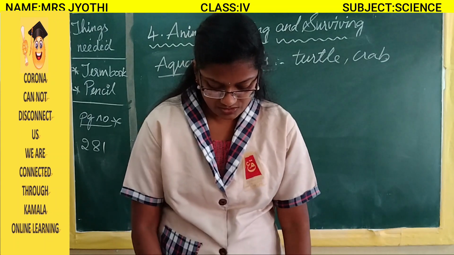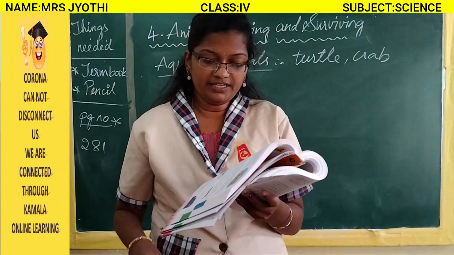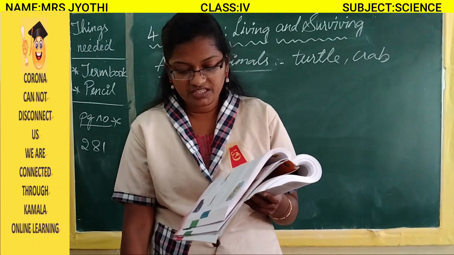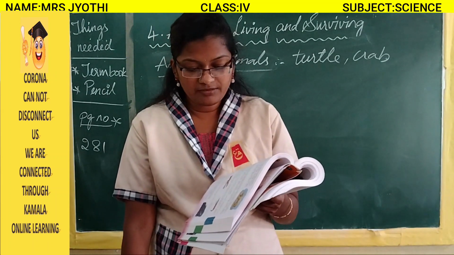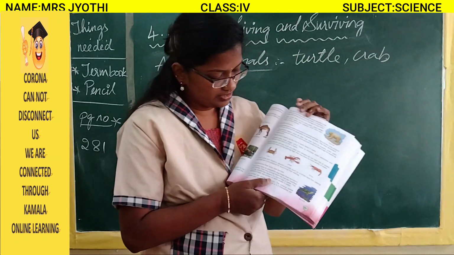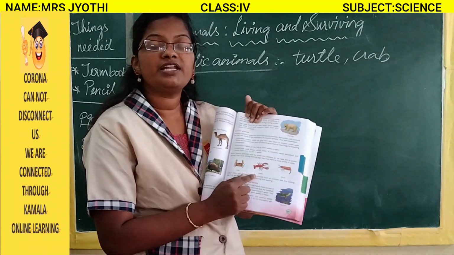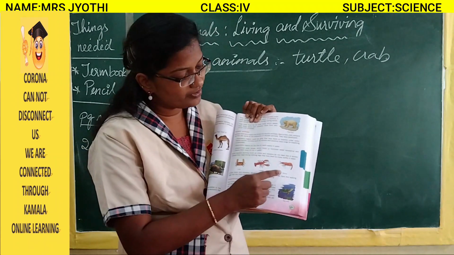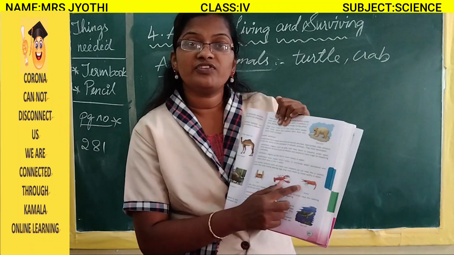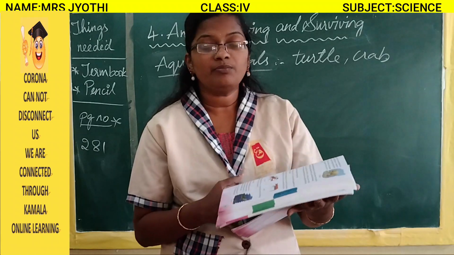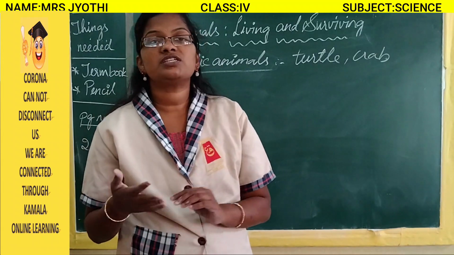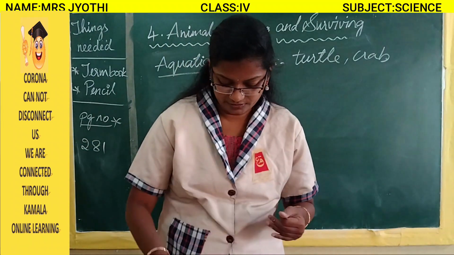So the next, unlike crabs and lobsters, aquatic animals such as shrimps have thin walking legs that are more adapted for swimming than walking. Here you can see for crab and lobster the legs are a little big and strong, whereas for a shrimp the legs are very thin. With these thin legs the shrimp is going to swim in the water, whereas the crab and lobster are going to walk in the water.